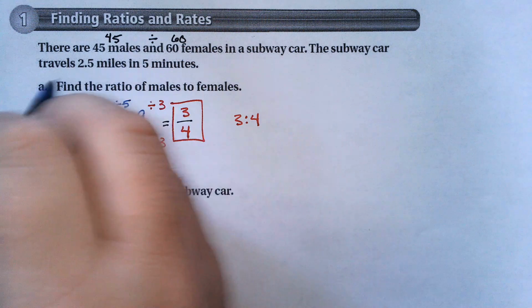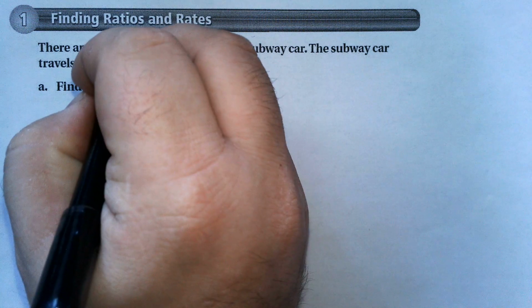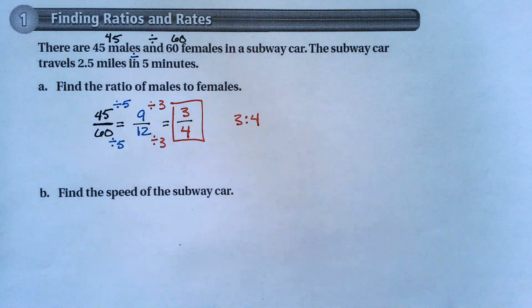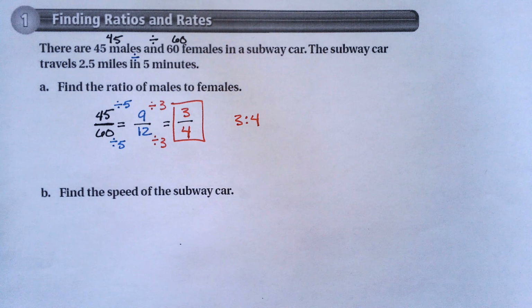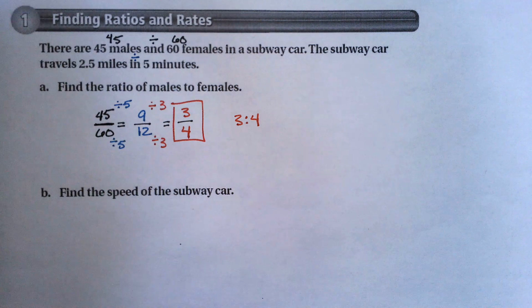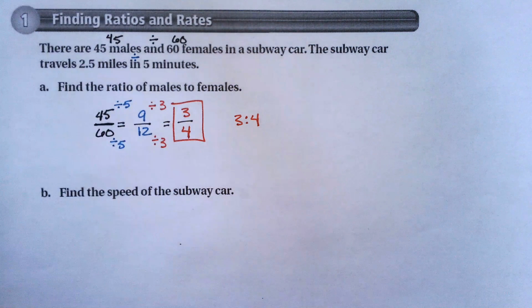Now, the subway car travels 2.5 miles in. Here's our division. Remember, when we're dealing with ratios and rates, it's always going to be division, because it's always going to be a fraction. So I have to figure out what my keyword is that's telling me there's my fraction, and on the left is my numerator, on my right is my denominator.